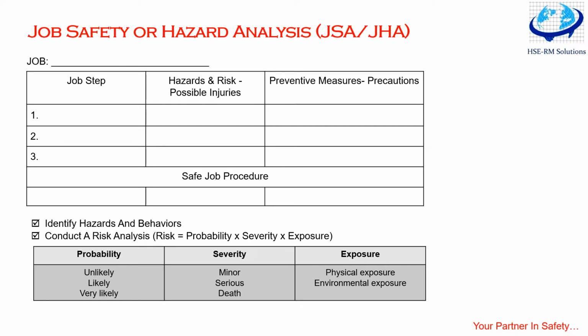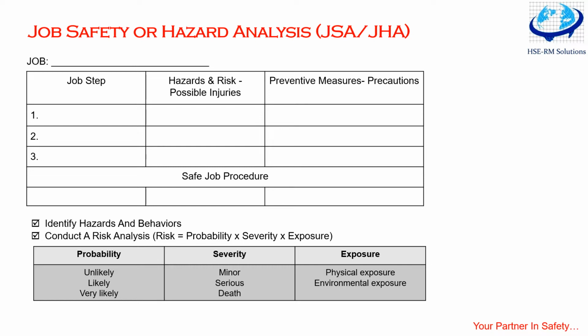As you can see below, the JSA and JHA format includes what? Job description and three basic columns: job steps, hazard and risk, possible injuries, and preventive measures and precautions. Now be sure that you have enough information to describe each job action without it being overburdened with details. It should be very simple.